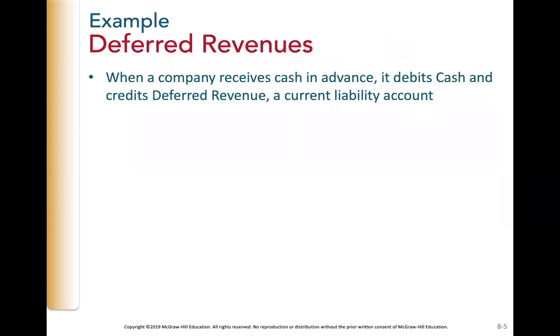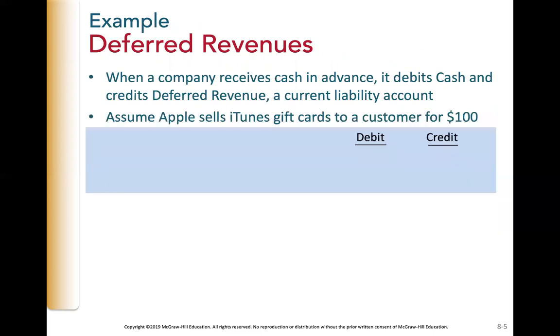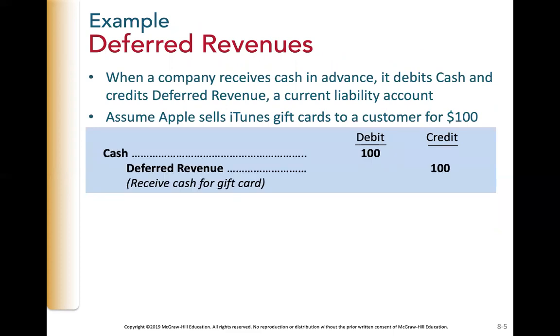So, deferred revenues. When a company receives cash in advance, as we know, it debits cash and credits deferred revenue. An example of this would be Apple selling an iTunes gift card to a customer for $100. We debit the cash as Apple receiving the $100 and credit deferred revenue for $100 because we know at some point down the road we're going to have to give up $100 worth of sales or services. So we're going to record the deferred revenue as the liability.